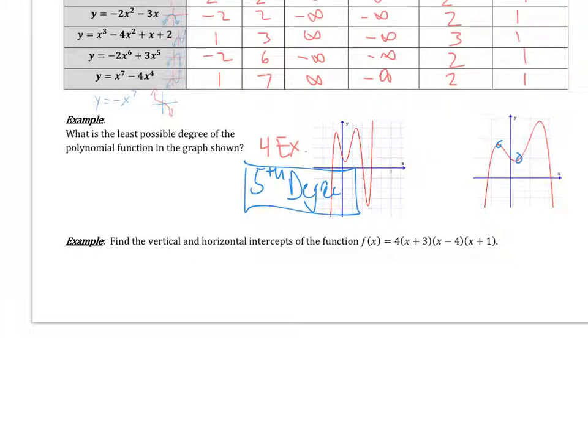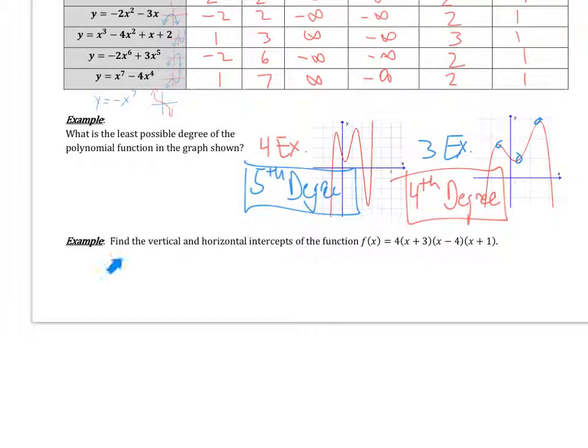Here we have 3 extremas. And so we know that this would have to be at least a 4th degree, because it's the number of extremas plus 1. Also notice it's going both down, so this would be like a negative x to the 4th.